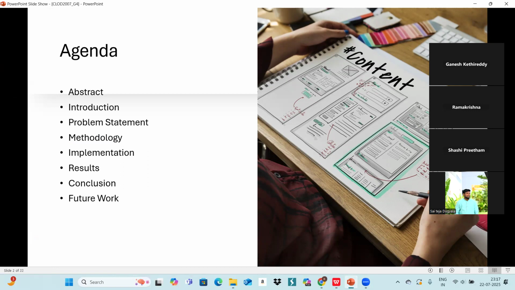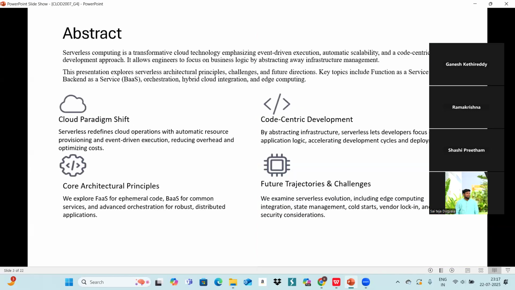Next, we will dive into our methodology, which includes how we tested different architectures. After that, we will look at our implementation and then the results we obtained in terms of performance, cost, and reliability. Finally, we will conclude with the key takeaways and propose future directions for serverless technologies. In the next slide, we'll talk about the abstract.